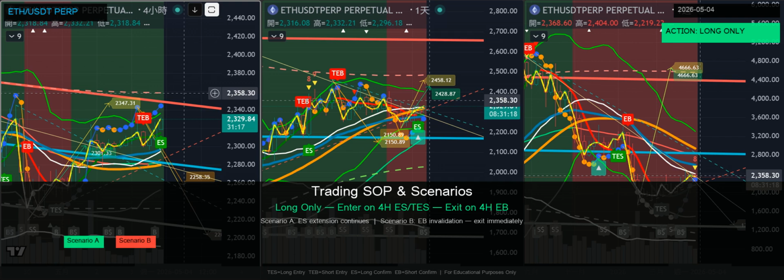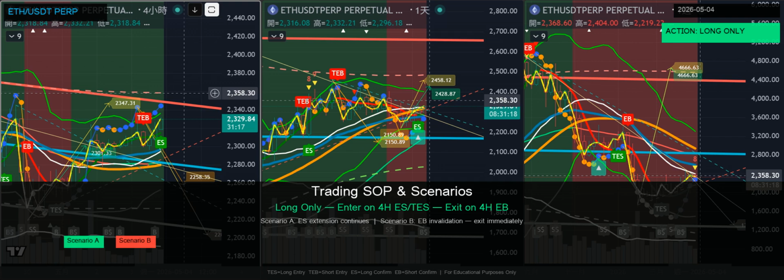Scenario A: bullish extension. The 4-hour ES holds without an EB appearing. The 4-hour continues to print ES signals. The daily ES remains the dominant signal with no EB or TEB. This is the ideal scenario, a three-timeframe aligned bullish extension. In this case, hold longs, add on ES signals, and trail your stop higher.